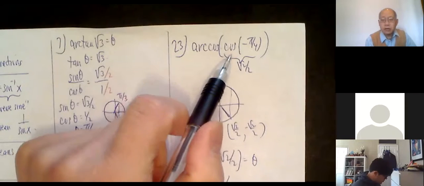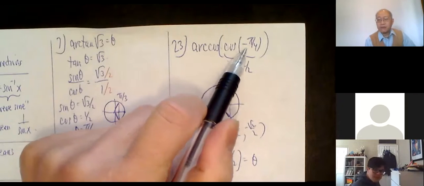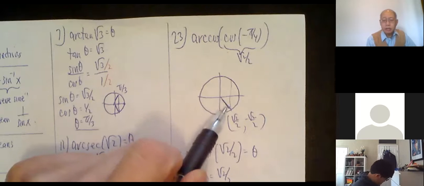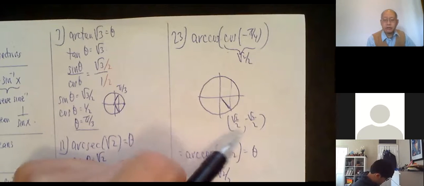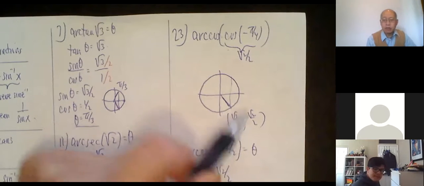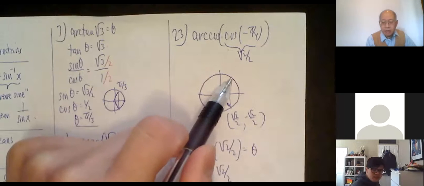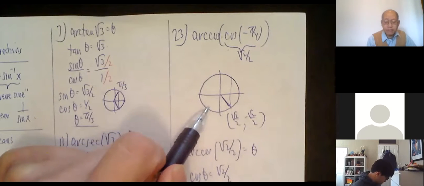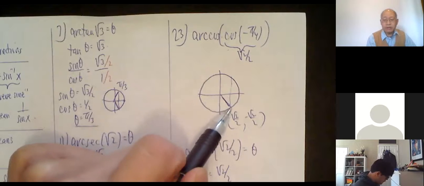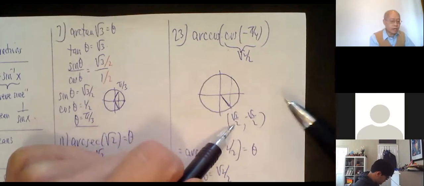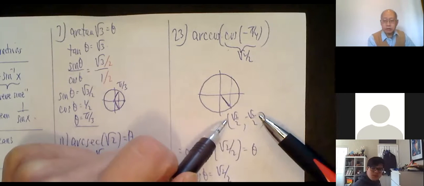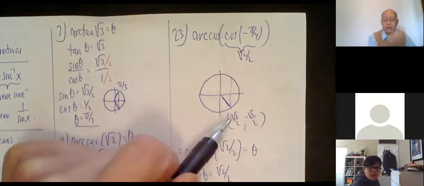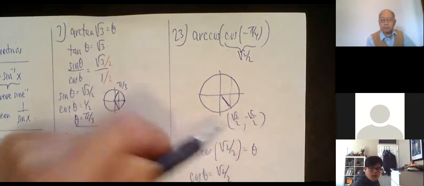So first, what's the cosine of negative pi over 4? Negative 45 degrees is right here. The ordered pair is radical 2 over 2, negative radical 2 over 2. So remember, right there, pi over 4. Right there, 3 pi over 4. Right there, 5 pi over 4. Right there, 7 pi over 4. Both x and y are plus or minus radical 2 over 2. Just figure out what quadrant we're in. Quadrant 4, x is positive, y is negative.